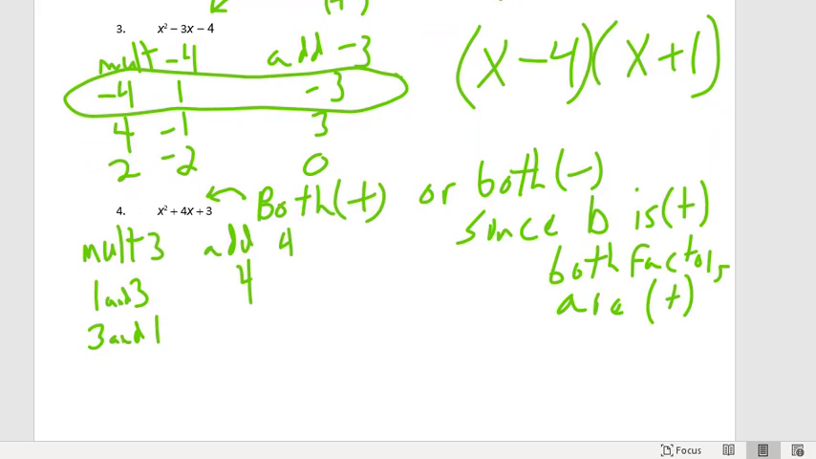Okay, this one should be relatively easy. Since our C is positive, they're either both positive or both negative. Then we look at B. B is positive, so both things have to be positive. The only things that multiply to 3 are 3 and 1 or 1 and 3. So 1 and 3 adds up to 4. So our factors are 1 and 3. We write x plus 1 and x plus 3.